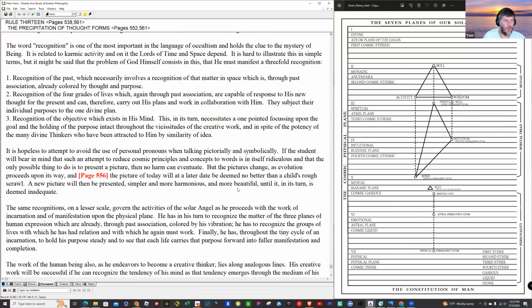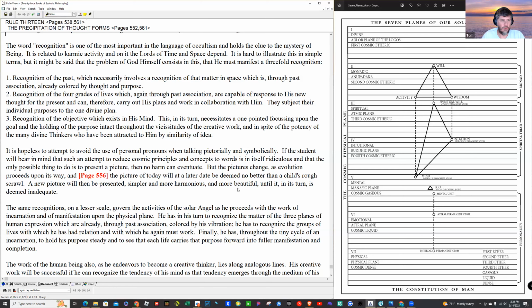Further, the word recognition is one of the most important in the language of occultism and holds the clue to the mystery of being. It is related to karmic activity, and on it the lords of time and space depend. It is hard to illustrate this in simple terms, but it might be said that the problem of God himself consists in this, that he must manifest a threefold recognition. First, recognition of the past, which necessarily involves a recognition of that matter in space which is, through past association, already colored by thought and purpose.